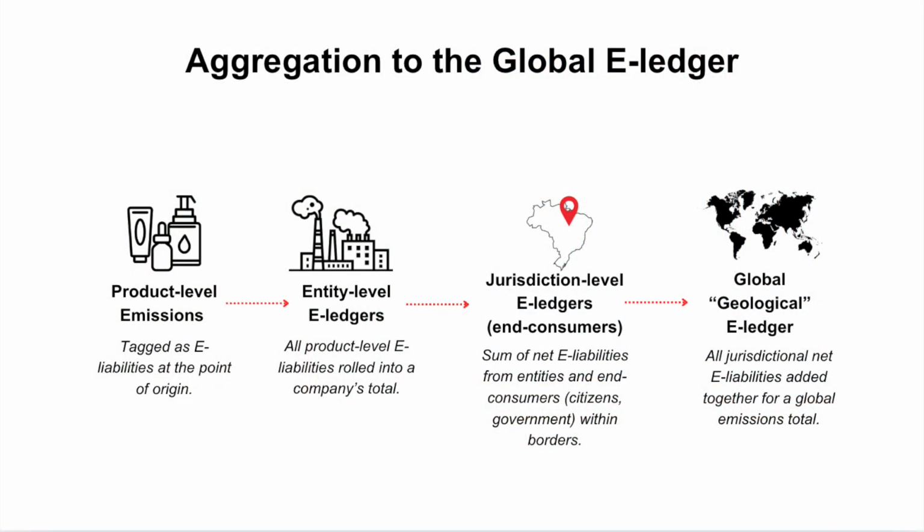And that's why one of the things that these jurisdictional e-ledgers that we talked about a few minutes ago do is feed into the creation of a global e-ledger. Just like you can take the entity level emissions in a jurisdiction, and then the consumption related emissions in a jurisdiction on a net basis, aggregate those and get to the jurisdictional amounts, you can take the jurisdictional amounts and aggregate those and get to the global amount. And that is your global e-ledger.